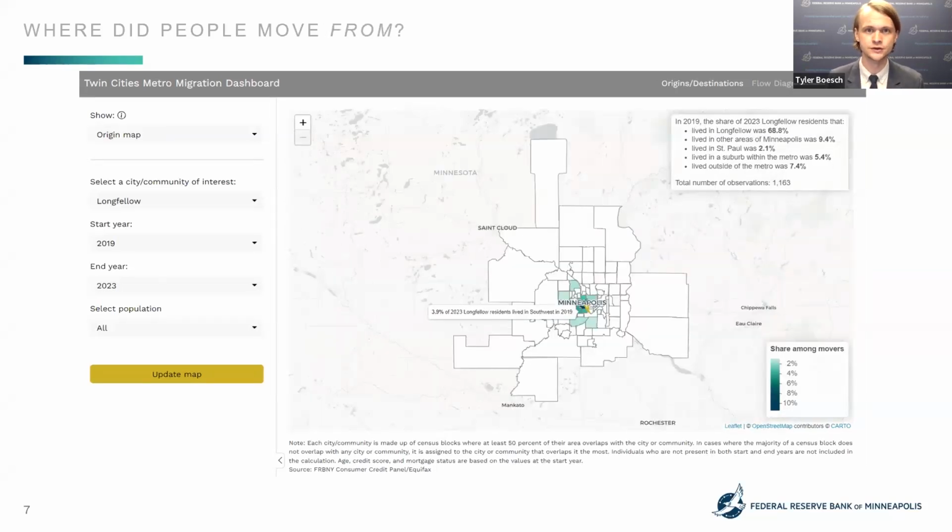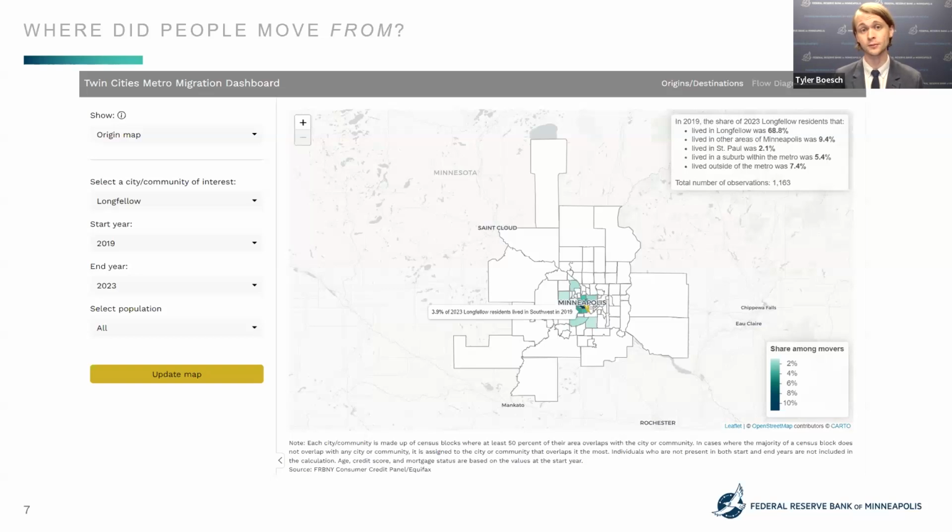We also can basically use this same concept, but flipped on its head with the origin map and see where residents of particular geographies are coming from. So using the same selections, Longfellow between 2019 and 2023, we can see what share of 2023 Longfellow residents came from different geographic origins. Again, from Longfellow, essentially those who did not move, those who have been there for 4 years, those coming from other parts of Minneapolis, St. Paul, a suburb within the metro, or those who moved to Longfellow from outside of the metropolitan area.